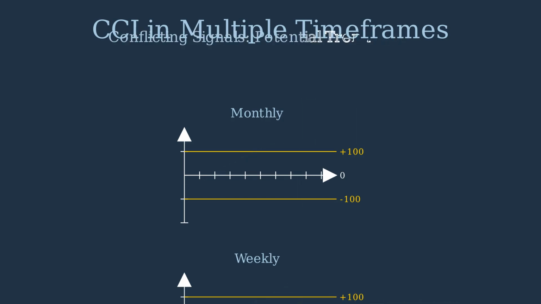Conflicting CCI signals across timeframes might indicate uncertainty or an impending change in trend direction. In this example, the monthly timeframe has just turned bearish. The weekly timeframe shows a strong bearish trend, while the daily timeframe is showing a fresh bullish signal. This conflict suggests a potential trend reversal or range-bound market.